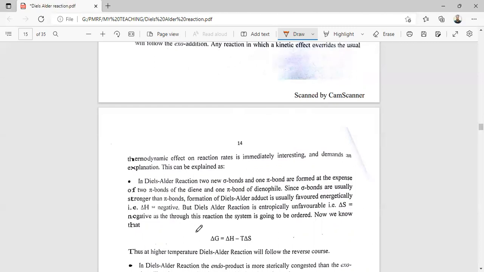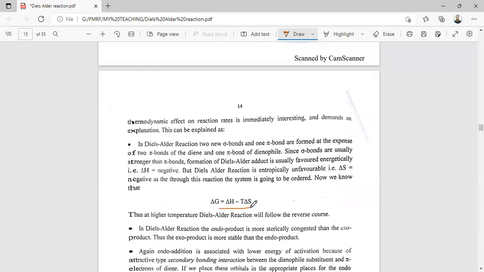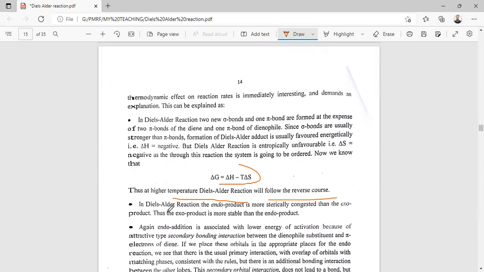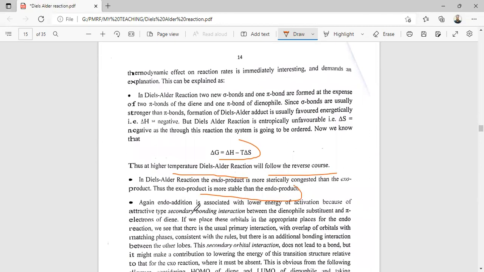Now we know that del G is equal to del H minus T del S, thus at high temperature the Diels Alder reaction will follow the reverse course. In this reaction, the endo product is more sterically congested than the exo product. Thus the exo product is more stable than the endo product. Again, endo addition is associated with a lower energy of activation because of the attractive secondary bonding interaction between the dienophile substituent and the pi electrons of the diene.